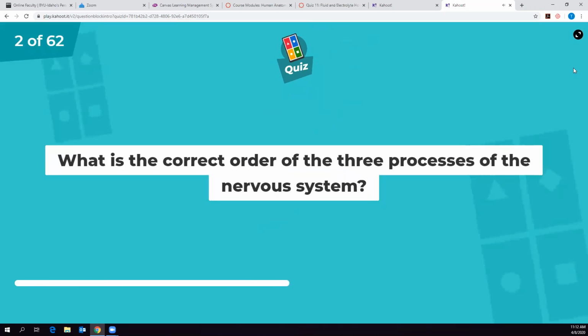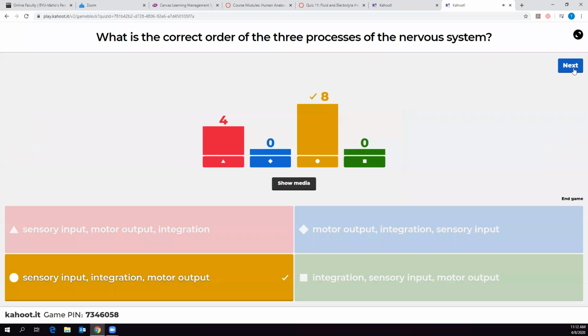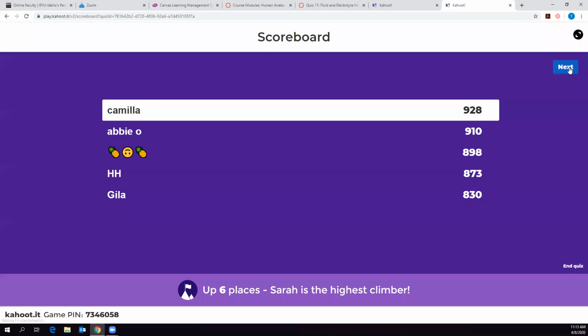All right, what is the correct order of the three processes of the nervous system? Or parts, I don't know. They're not processes, but functions. Yes, sensory input, integration, motor output. So we come in, we decide what to do, we go back out. If we went sensory input to motor output, there would be no need for integration. Okay, so integration has to be in the middle. So that may be how you can remember that.